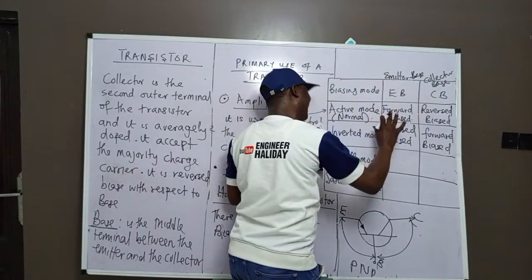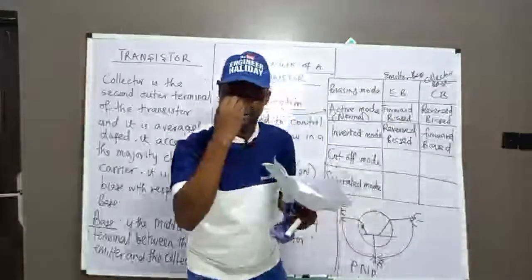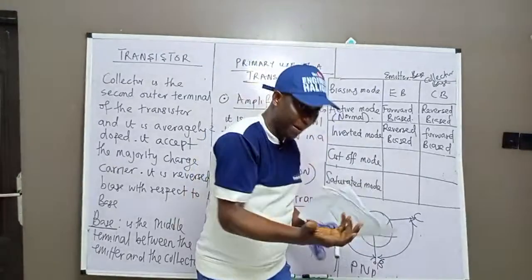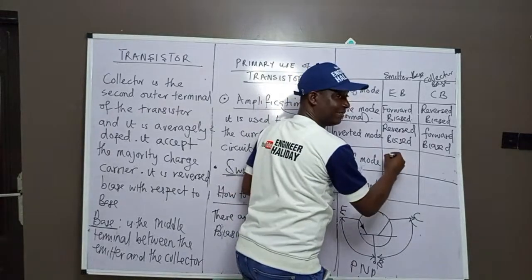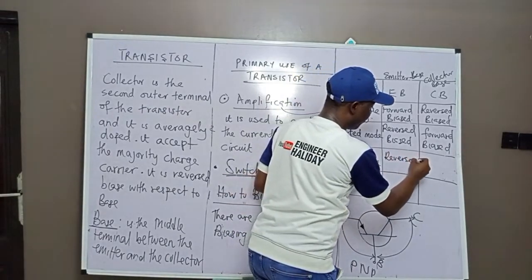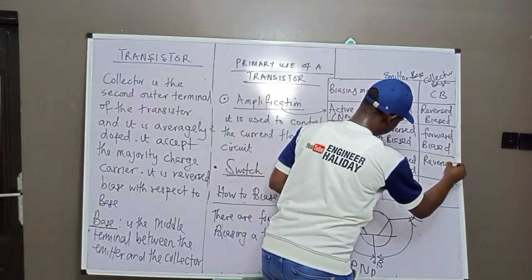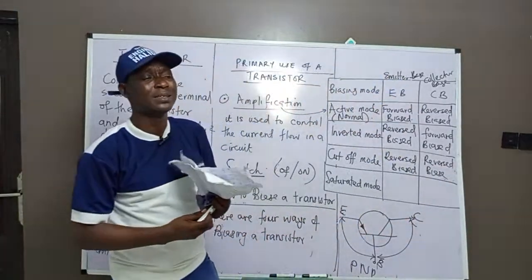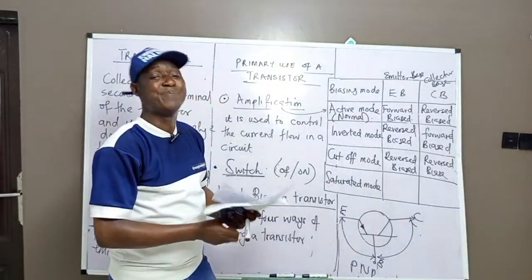Normally, collector base is reverse biased for a normal mode. So when we say somebody is normal, that means you should be seeing with your eye. You know that you are seeing with your nose. It's normal. That is what they call normal mode. Then the cut-off mode is what? Reverse. This one is reverse bias, and this one is reverse bias. Now, in the cut-off mode, the collector current is zero, and the base current is also zero.